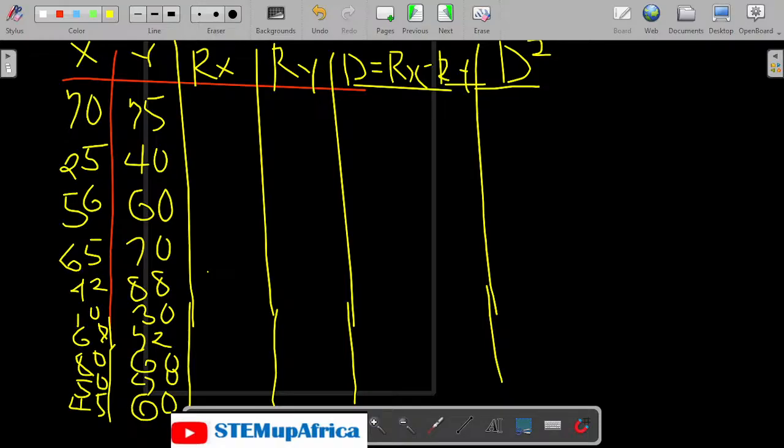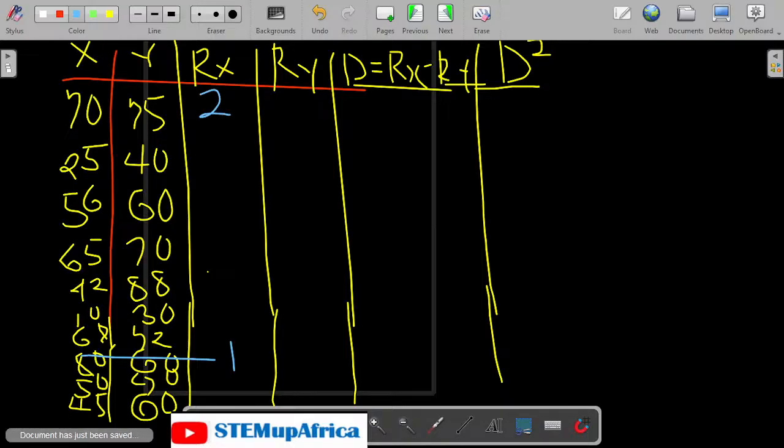So let's rank X. You have to check the highest number in X. Which is the highest number? That is 80. And we rank it as 1. In place of 80 now, I'm putting 1 there, because it's the highest number. So I will look again. Which is the second highest number? After 80, it is 70. I will rank 70 as 2.